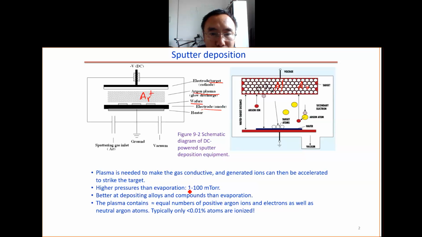So the pressure is about 1 to 100 millitorr. It's better for depositing alloys and compounds than evaporation. So we know that for evaporation, we cannot deposit alloys with the same composition. The plasma contains an equal number of positive argon ions and electrons, as well as neutrals. But actually, in a typical sputter deposition machine only a very small percentage of atoms are ionized. Mostly it is still argon gas, not ions.